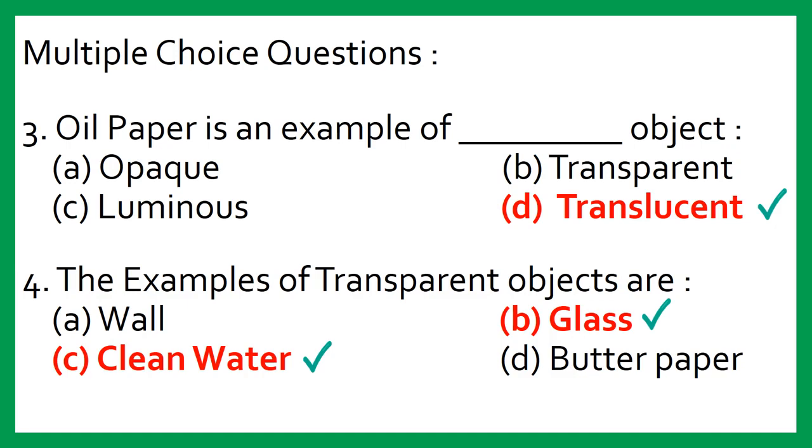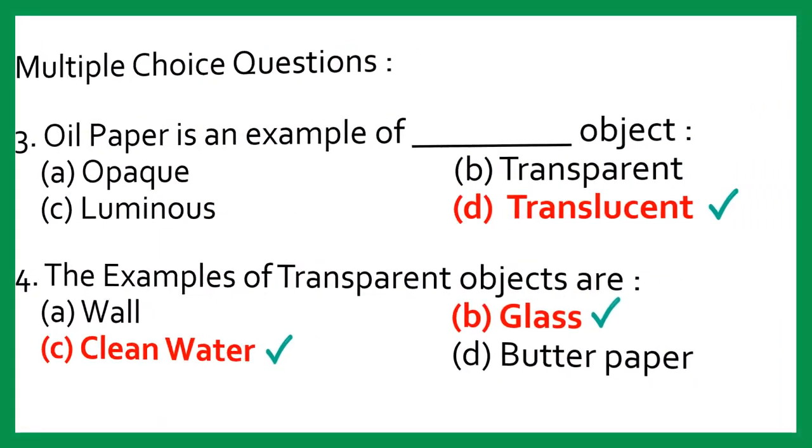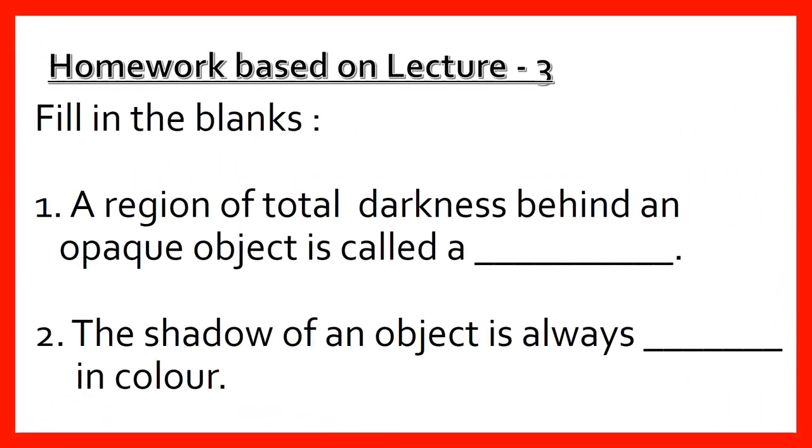Question number 3. Oil paper is an example of translucent object. As we are already aware that oil paper does not allow the light to pass through it completely. Question number 4. The examples of transparent objects are option B glass and option C clean water. Students, I hope you have understood the answers well.